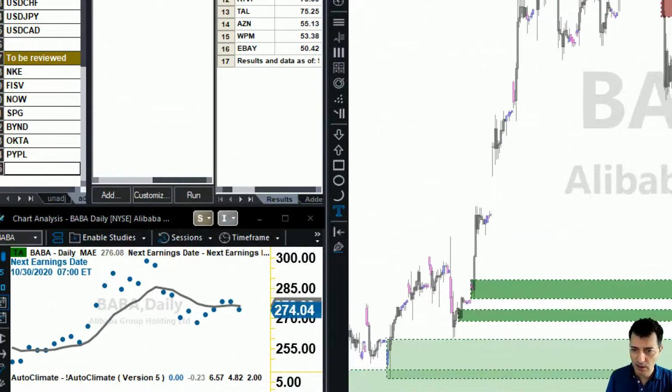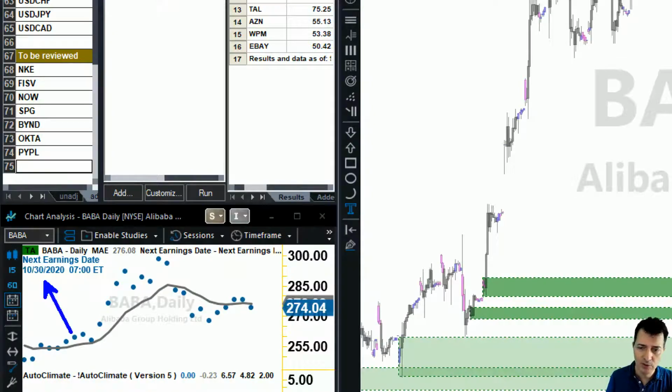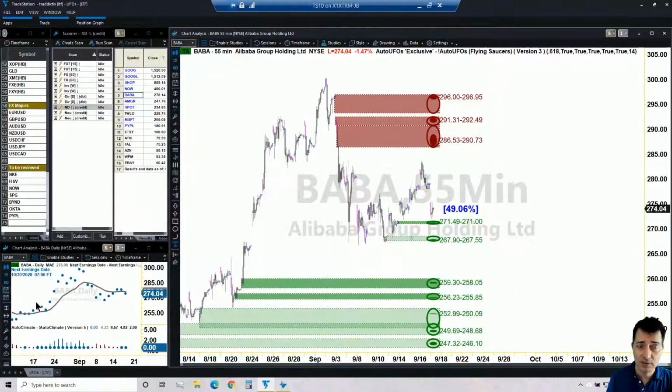Earnings for that stock are on October 30, as you can see. And that is obviously good news that allows us to go ahead and plan on the trade. Let me take a look at the chat box in case I'm missing anything, and I'll come back to this trade with Alibaba.